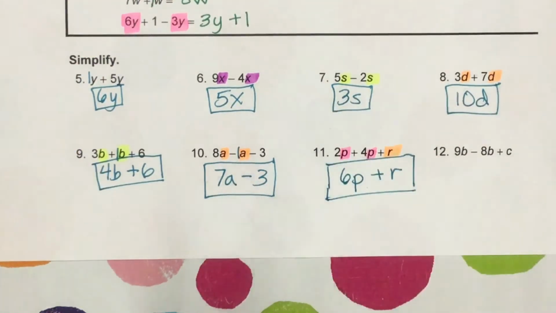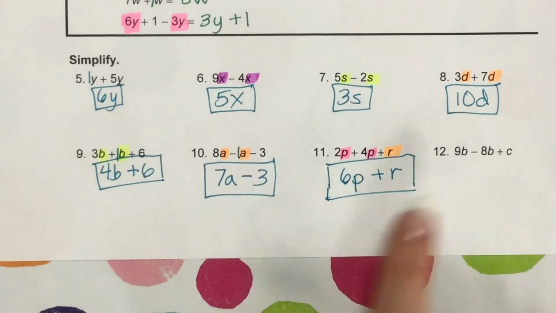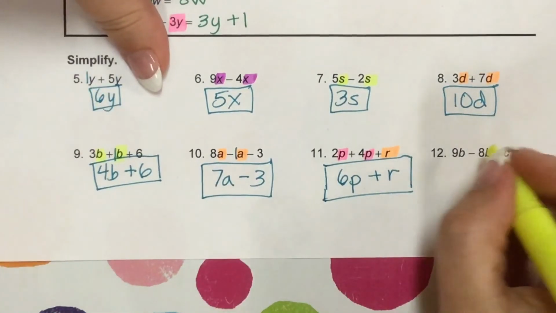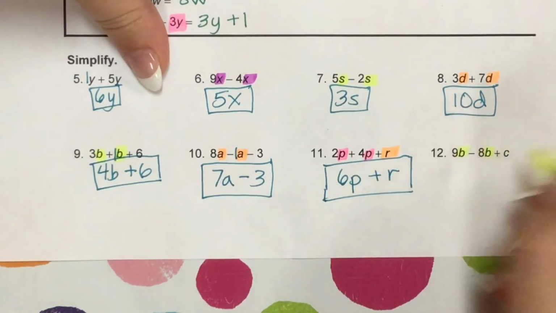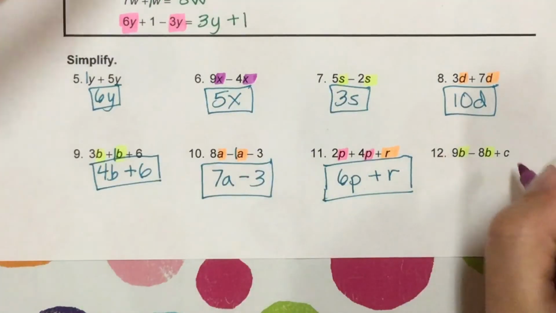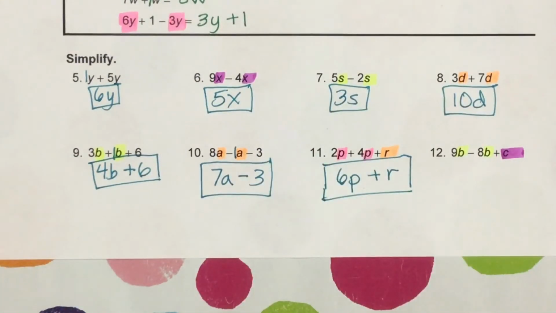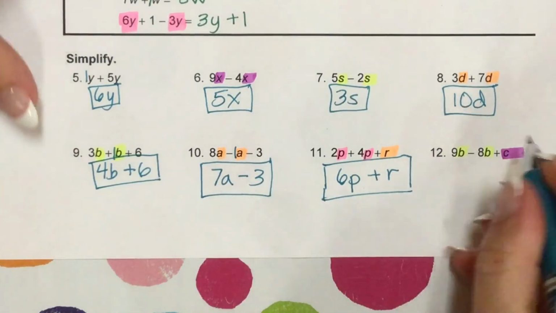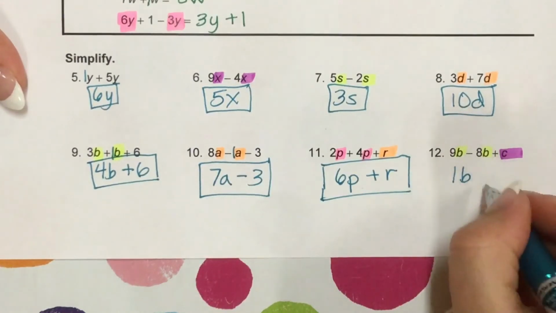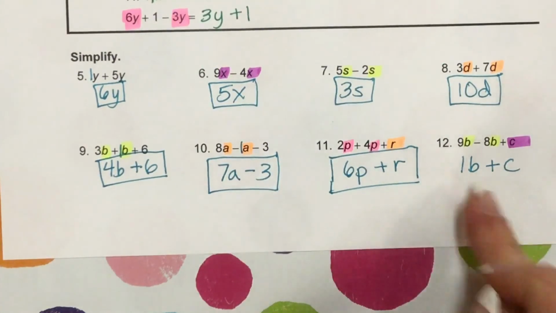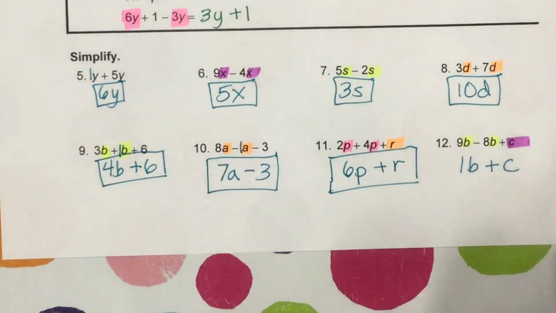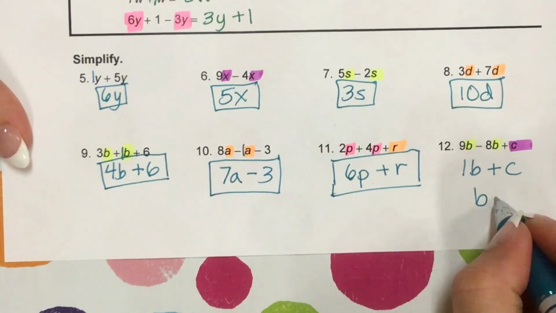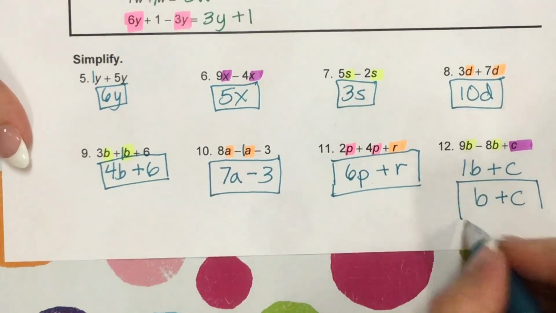And the last one right here, number 12. All right, what do we have? 9b minus 8b plus c. So we have a b here, we have another b there, and then we have a c. So we can combine the b's. 9 minus 8 is just 1b plus c. Now we can't combine the b and the c, so we just leave it like this. But instead of writing 1b, I know that 1b is the same thing as b, so I'm just going to write my answer as b plus c.